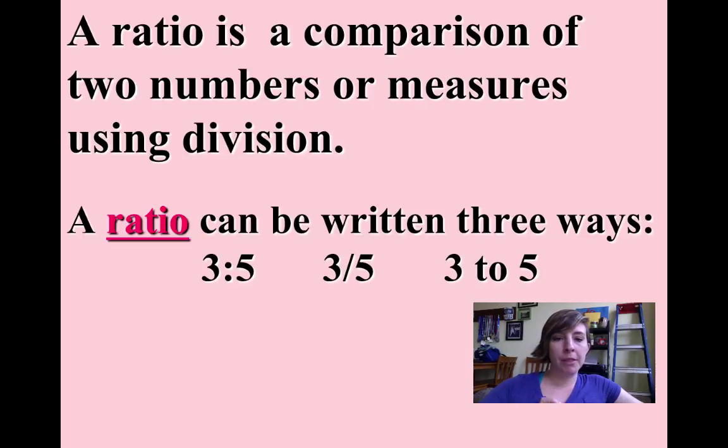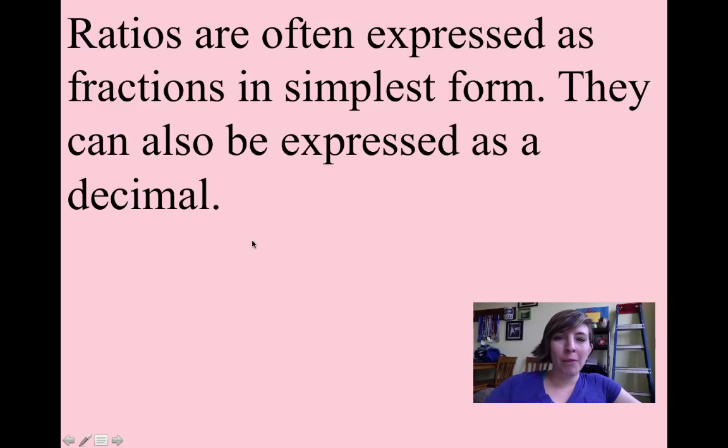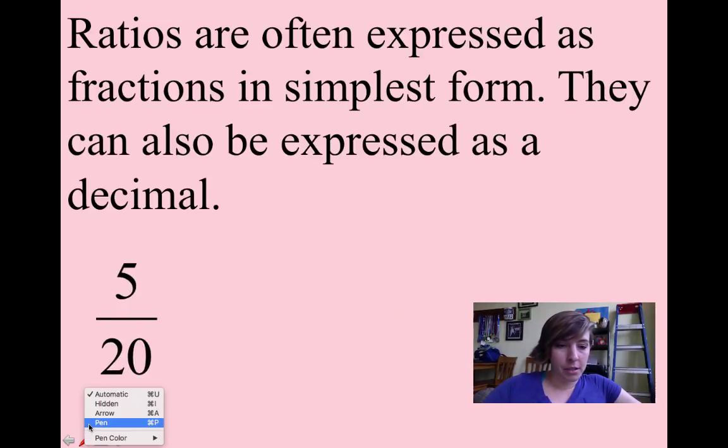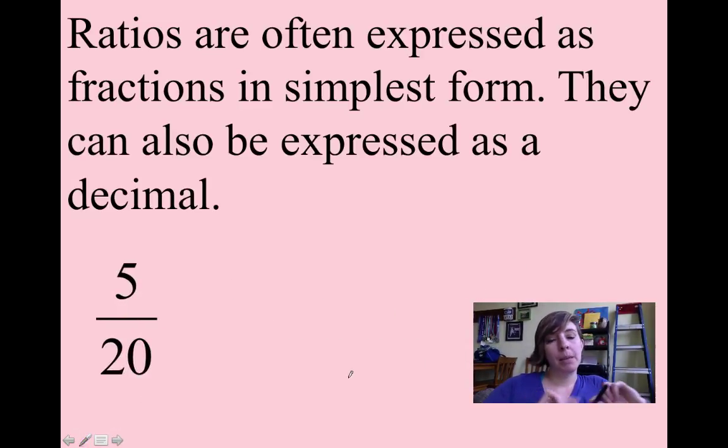A ratio can be written three ways: 3 to 5, 3/5, or 3:5. This mark here in the middle is called a colon. And then you can also write it out with words. Ratios are often expressed as fractions in the simplest form. They can also be expressed as a decimal. Any fraction can be expressed as a decimal.